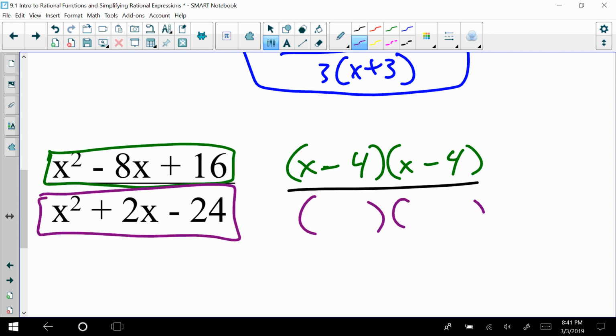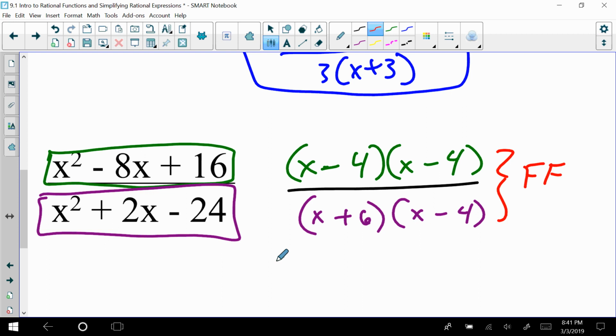Again, factoring it out. Do I know factors of 24 that subtract to give me 2? I think that's 6 and a 4. I would need a positive 6, negative 4. This is factored form.